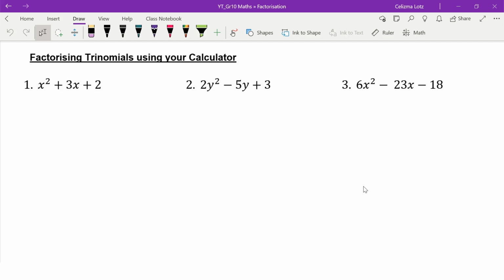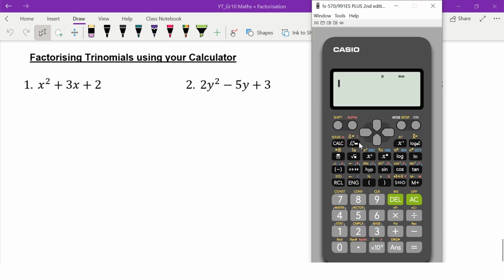If you want to factorize trinomials by using your calculator, I'm going to remind you or show you how to do that with these 3 examples. I also just want to remind you, your calculator isn't factorizing. Your calculator is solving for x. So we need to know how to work backwards from solving for x to getting it in the factored form. Let me just show you what I mean.